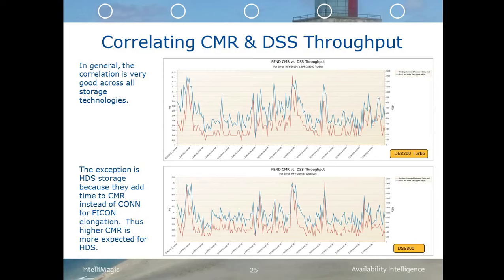These two graphs show the correlation between the CMR and the overall DSS throughput for 2 different generations of storage. In both cases, the correlation is very good. Note that the exception is HDS storage, because they put time associated with connect time elongation in the CMR bucket. It is not unusual to see higher CMR on HDS storage.